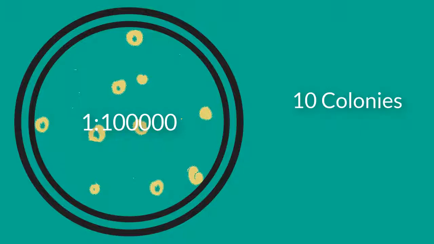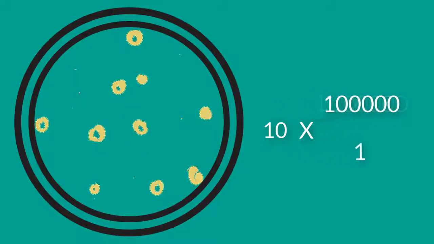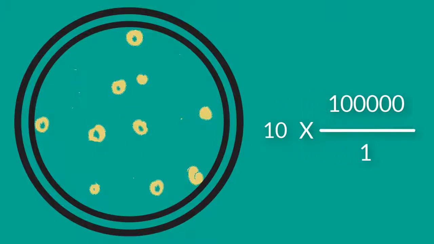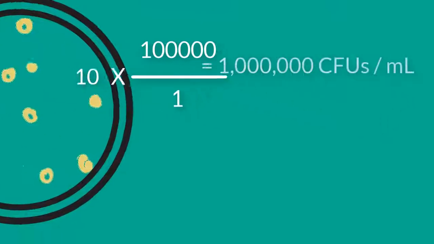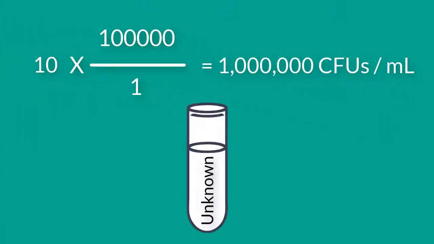In order to calculate the number of cells in the undiluted sample, I simply take that number and I multiply it by the inverted dilution factor, which is 1 in 100,000, which gives me 1 million colony forming units per milliliter in the undiluted sample.